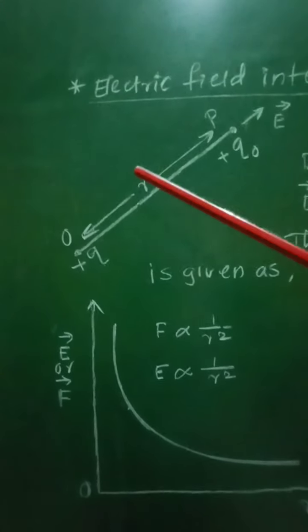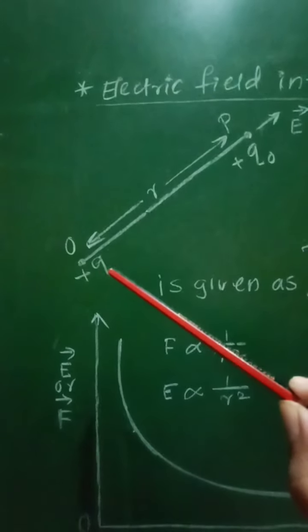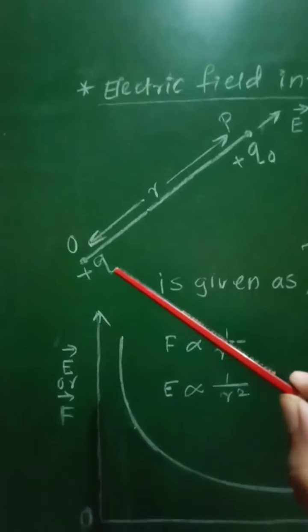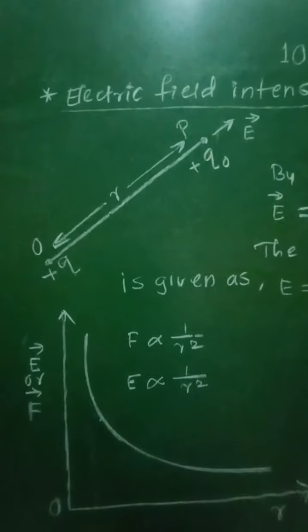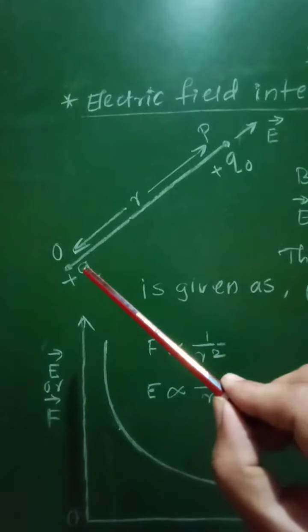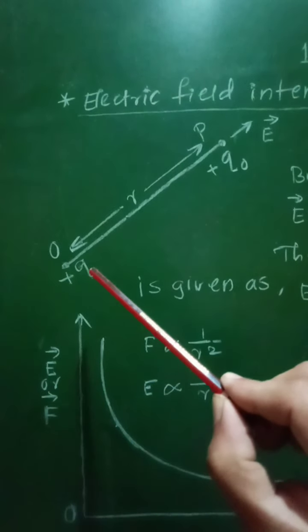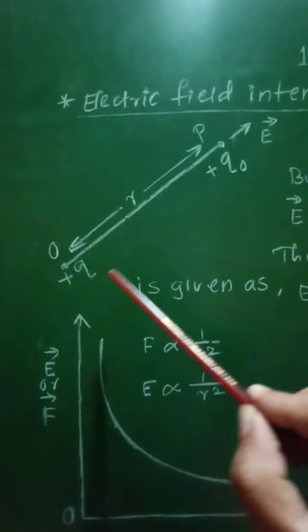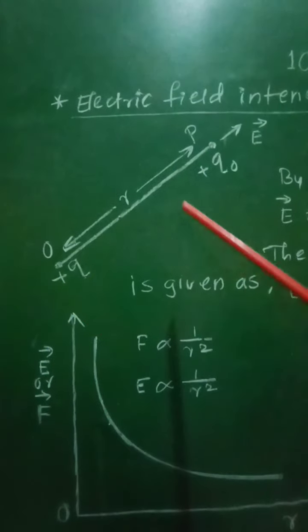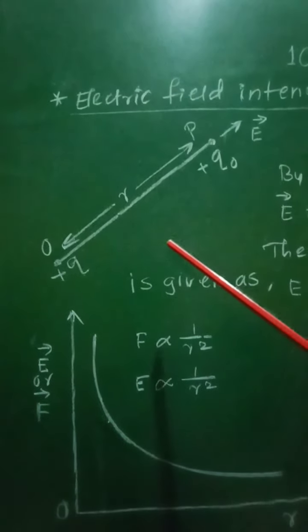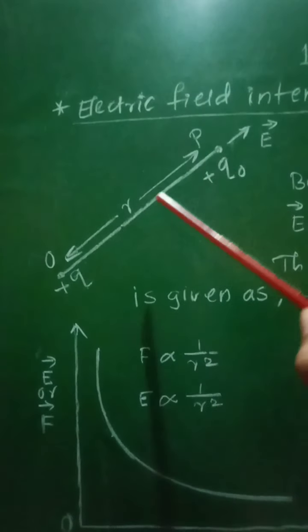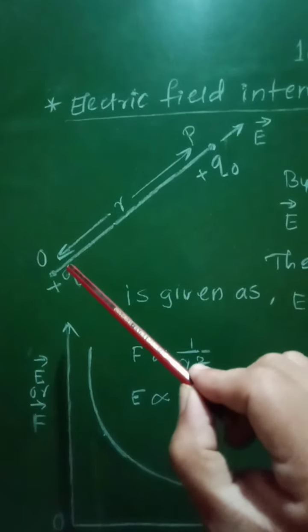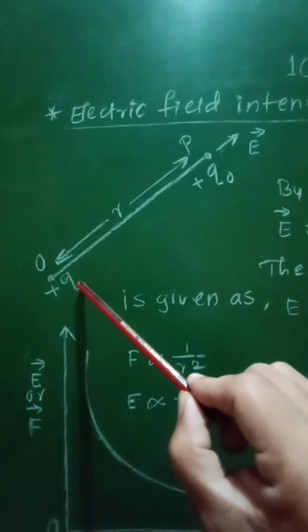For that, let us consider a point charge Q placed at point O in a material medium having dielectric constant K. Then the electric field will be produced around this charge Q in that material medium in all possible directions. Let any point P lie within the electric field of this point charge Q.